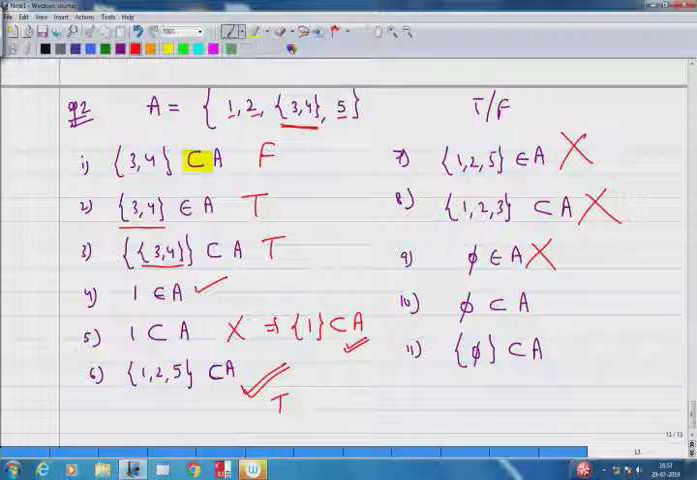But 5 is a subset of A, and whenever 5 is a subset, it is written with curly braces, so this one is right. And again, since 5 is a subset, but this is written without curly braces, so this one is false.